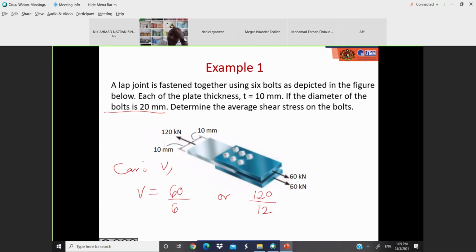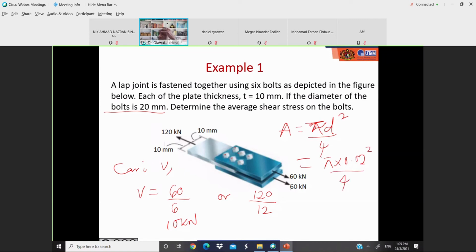Okay, so this is 10 kN. So V is 10 kN. Then area. Find the area. What is the diameter of the bolt? Diameter. Pi d squared all over 4. Pi times 0.0125 squared divided by 4. So find the area.